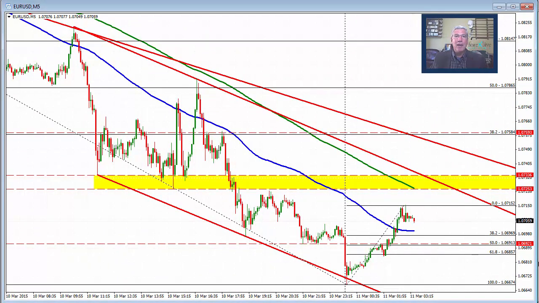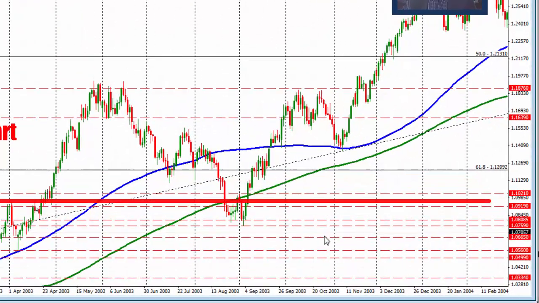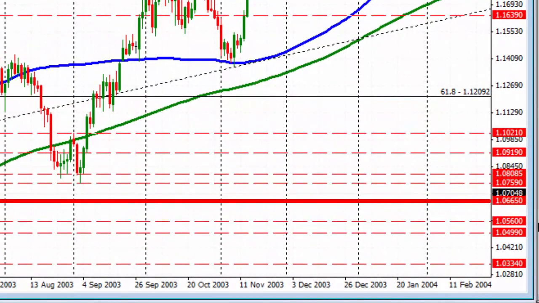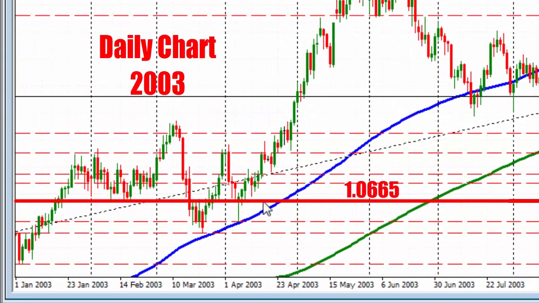And I'm going to go back to the last time the market traded at these levels. You have to go all the way back to 2003, don't you? We know that for a fact. If I go back to the area in 2003, the last time the market traded at these levels, I put in a line today at the 106.65 level. If I go back to this period right here and put a line across, you can see that there are a number of different lows that came in right around the 106.65 level.